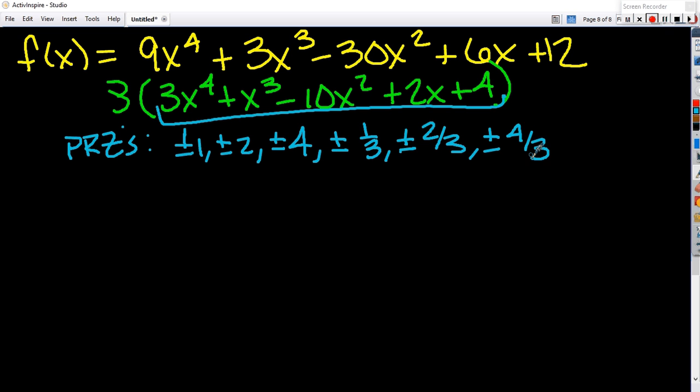4/3. There are my PRZs. Wow, that's whack. All right, let's start testing them. Wait, wouldn't 3 be 1? Wait, do you have to do fractions? No. I thought... so this is 1, 2, 4. It's all of these divided by 1, and then all of those divided by 3.